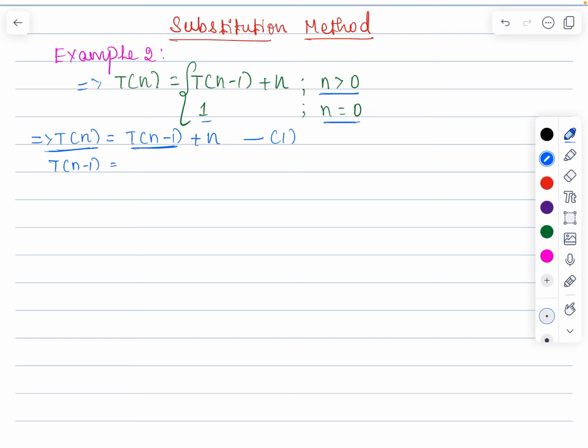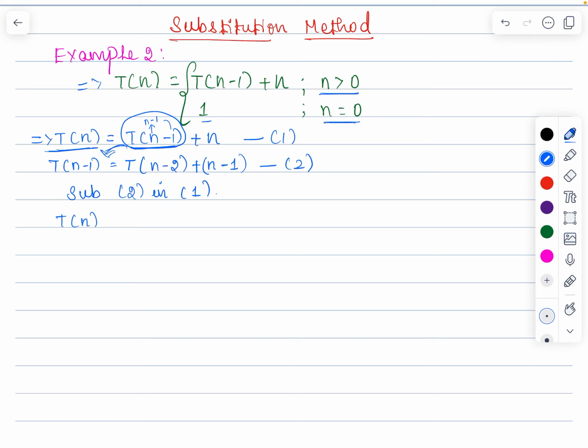So T of n minus 1 equals T of, if you substitute n minus 1 in the place of n, n minus 1 minus 1, which is going to be n minus 2, plus again there is n here, in the place of n we are supposed to substitute n minus 1. This is what the T of n minus 1 equation is. Now you know what T of n minus 1 is. Substitute equation 2 in 1 now. In the place of T of n minus 1, we are supposed to substitute this equation.